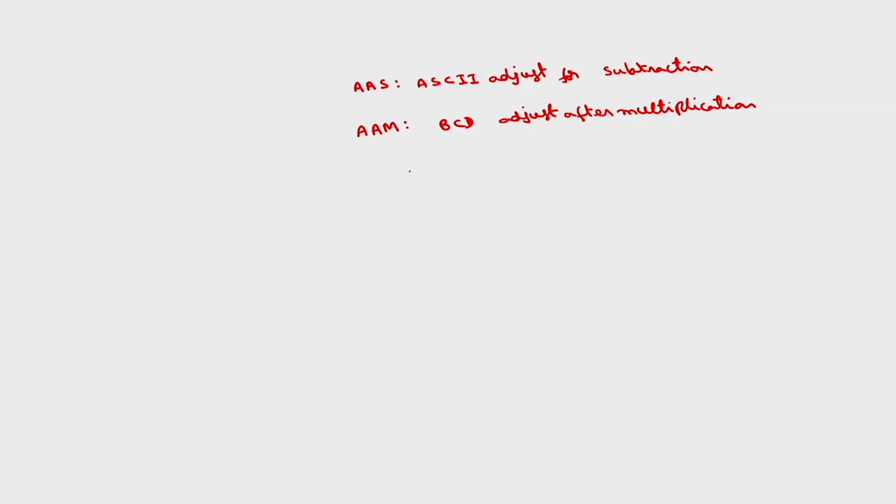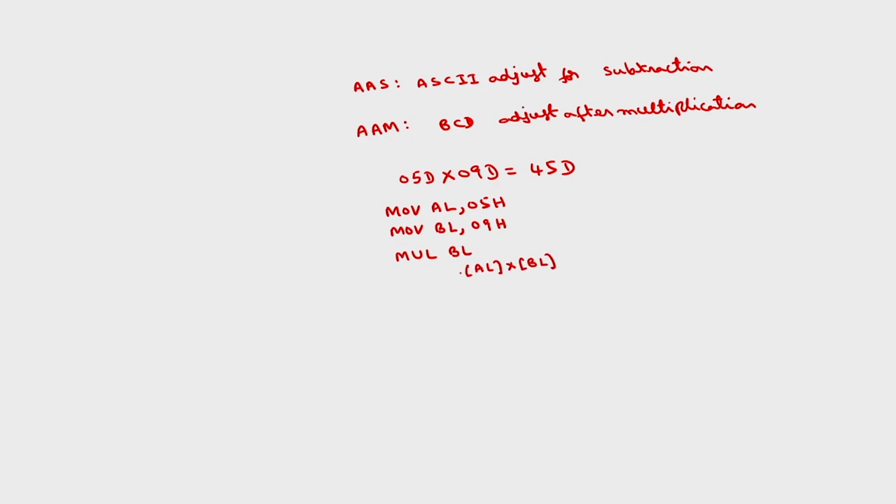So, for example, if I want to perform 05 decimal into 09 decimal, the expected result is 45 decimal. This is exactly similar to DAA and DAS. Now, to perform this multiplication I will take one of them into AL, 05, but if I give 05, by default it will be taken as hexadecimal, even though I have given decimal. Similarly, if I write MOV BL, 09, it will by default be taken as hexadecimal. If I write MUL BL, we know that inside the operation will be AL into BL, and the result is stored in AX.